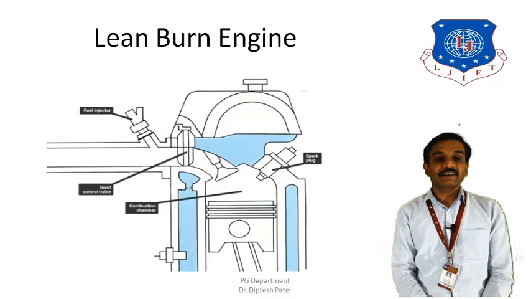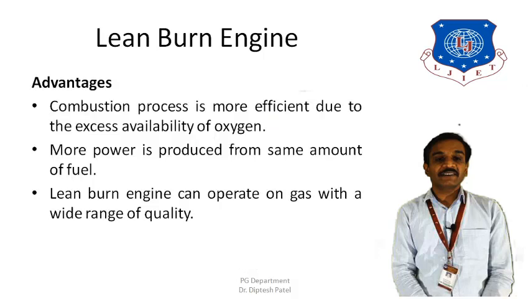So this is how the lean burn engine mixes the air and fuel in such a way that the combustion has an adequate amount of oxygen, and therefore the overall emissions are also reduced.